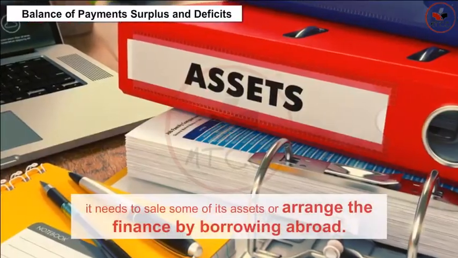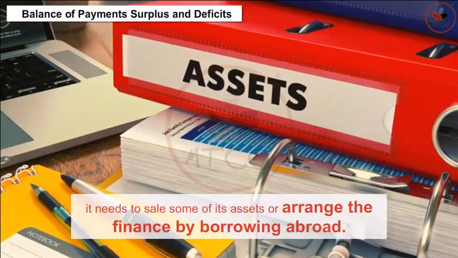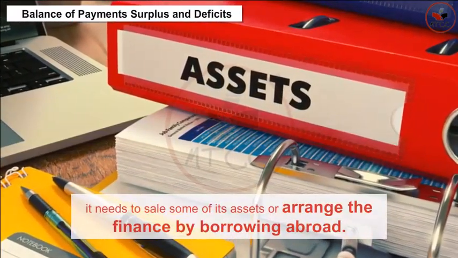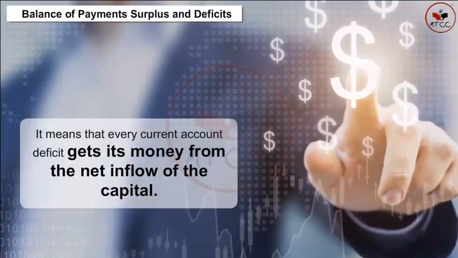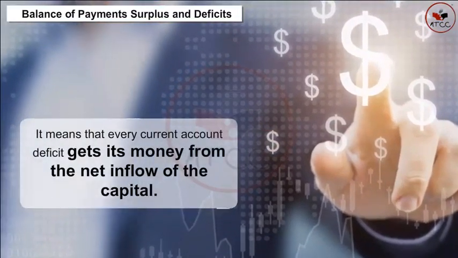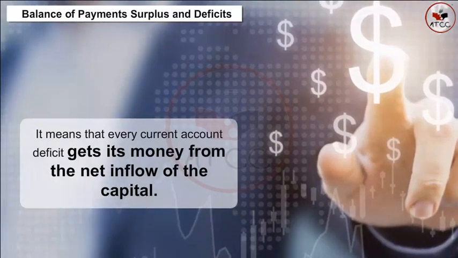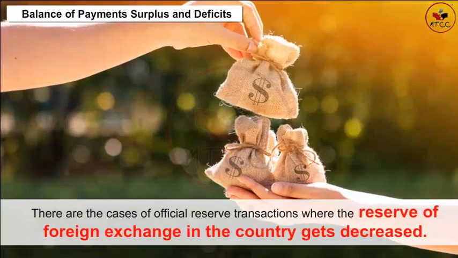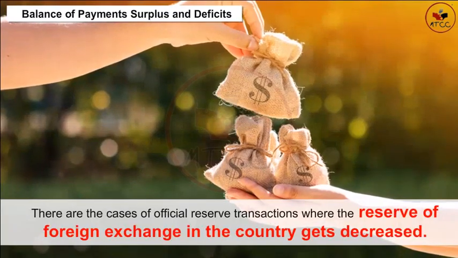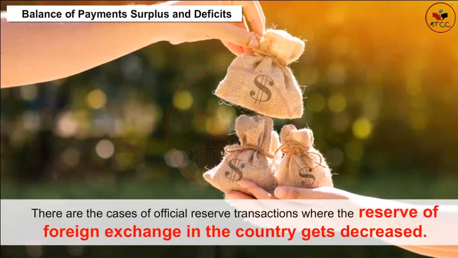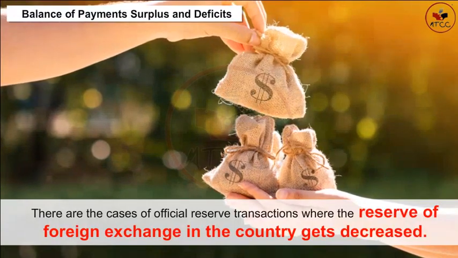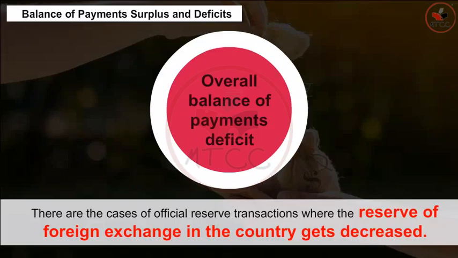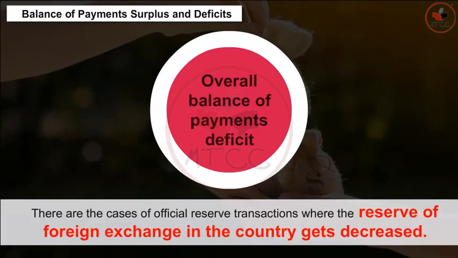It needs to sell some of its assets or arrange the finance by borrowing from abroad. It means that every current account deficit gets its money from the net inflow of the capital. Additionally, there are all the cases of official reserve transactions where the reserve of foreign exchange in the country gets decreased. This is called overall balance of payment deficits.